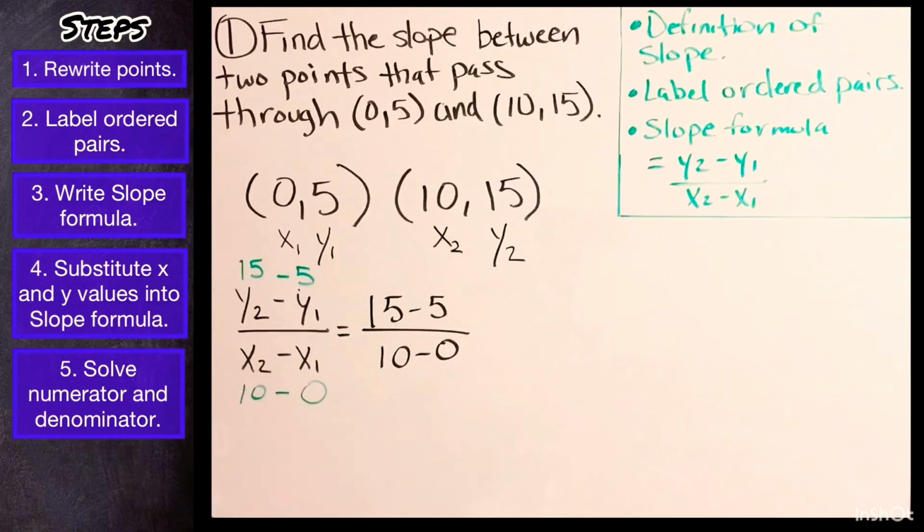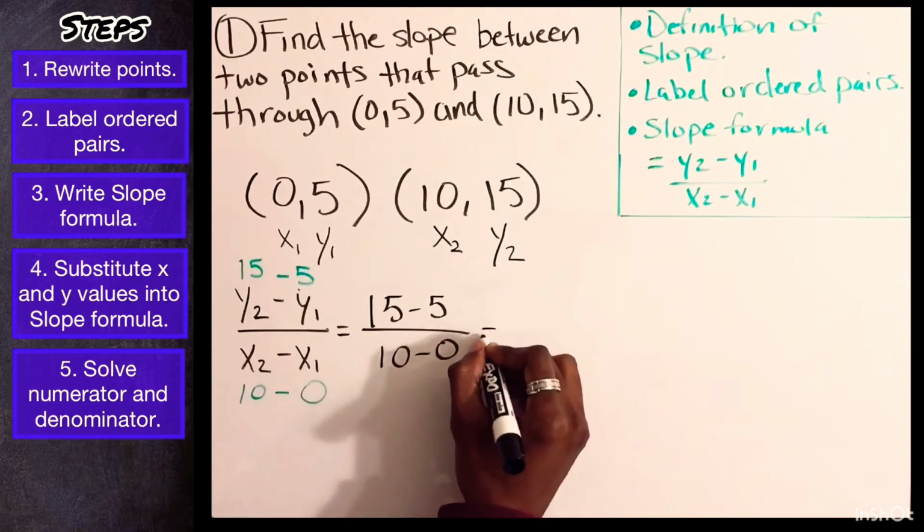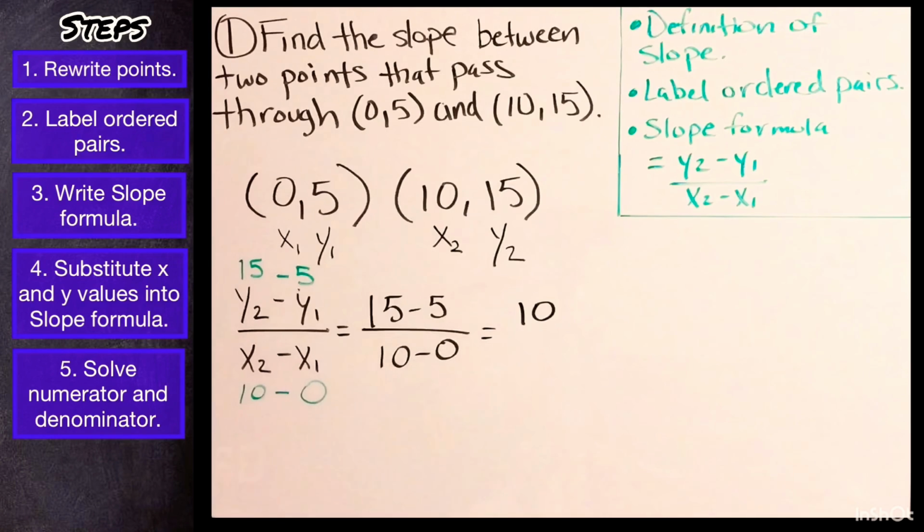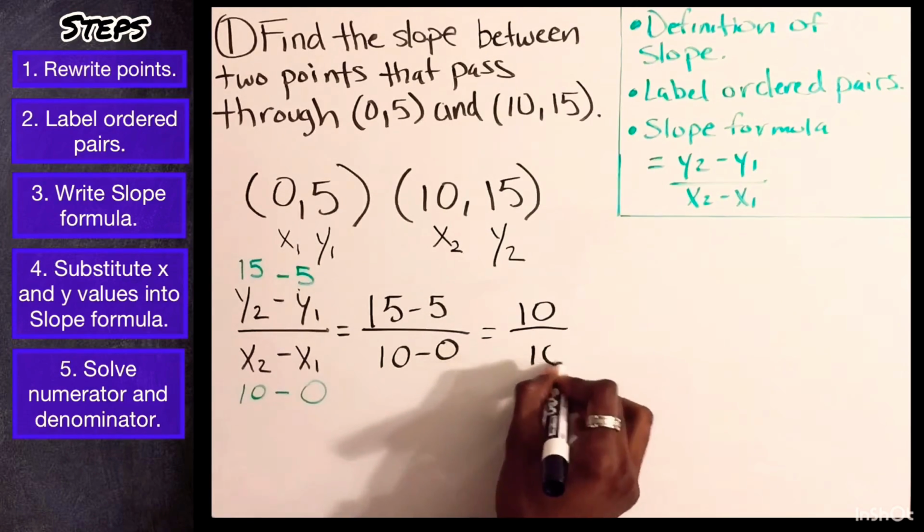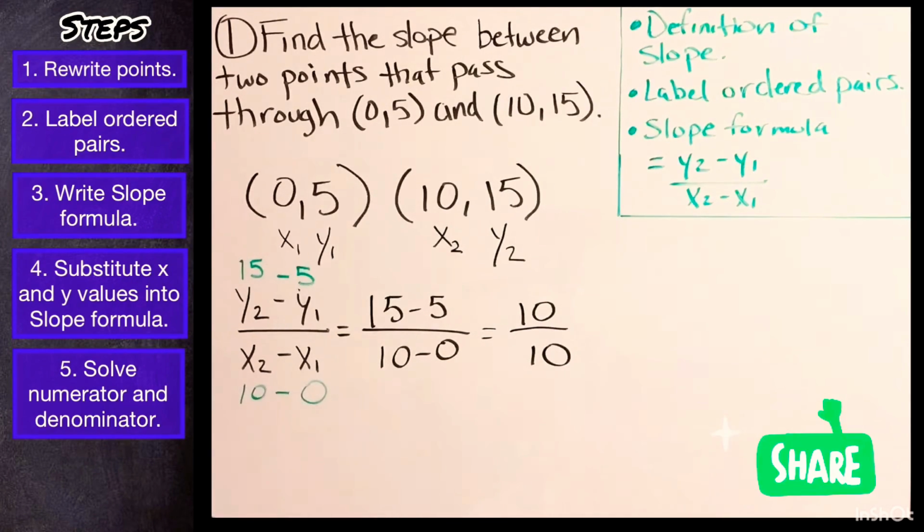So let's look at step 5. Very simple at this point. Solve the numerator and solve the denominator. Our numerator says 15 minus 5. You should come up with 10. So our numerator is going to be 10. And our denominator says 10 minus 0. 10 minus 0 is 10. So now we're getting to the point where we're almost finished. In some classes, you can actually leave the answer like this and your teacher will be happy with it.